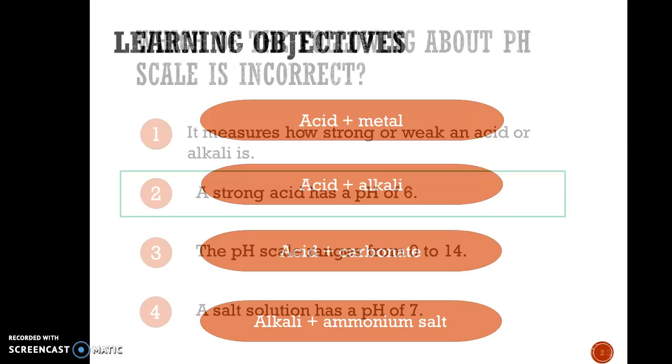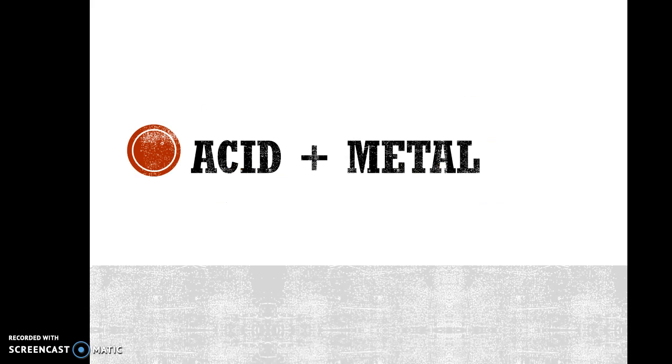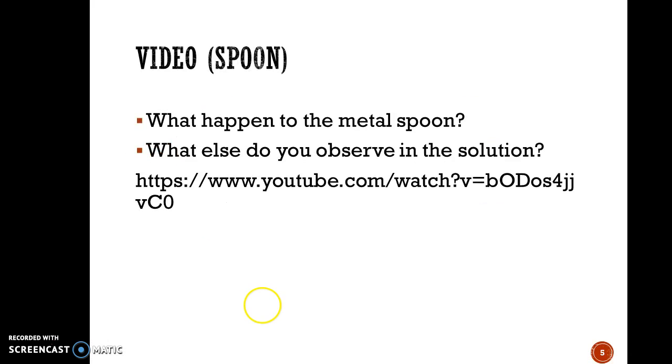Now I'm going to move on to what we're going to learn today. Today we're going to learn 4 different reactions: acid plus metal, acid plus alkali, acid plus carbonate, and alkali plus ammonium salt. You must learn these 4 different reactions, and I hope that you go back and memorize them. Let's go on to the first reaction, metal plus acid.